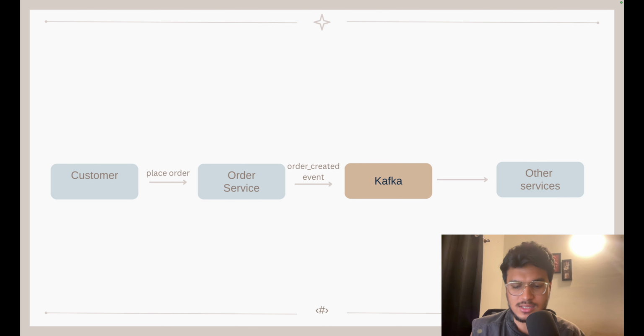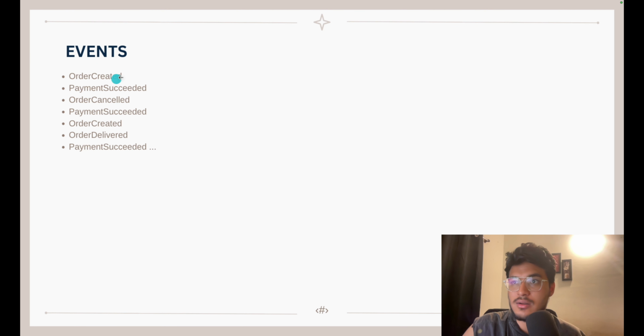Let's suppose millions of events are entering Kafka every second. Where are they actually stored? Suppose there are a lot of events like order created, payment succeeded, order cancelled, payment succeeded, order created, order delivered, payment succeeded. How is Kafka going to handle it? Should Kafka just dump every event into one gigantic file, or should Kafka first organize the events logically? So here the topic comes in. A topic is a logical category. Internally, Kafka stores that topic as multiple partitions also.